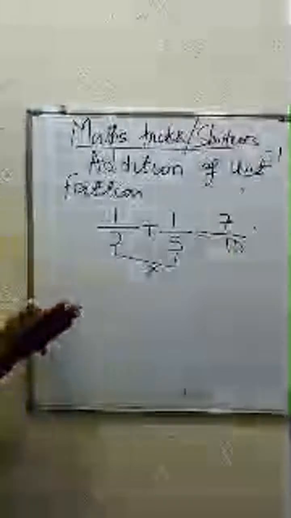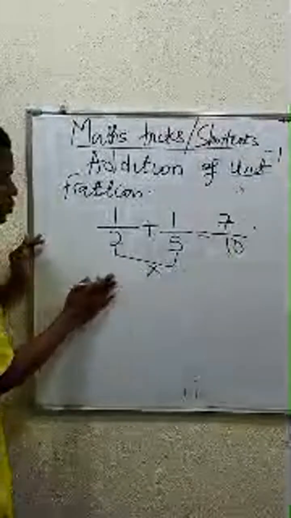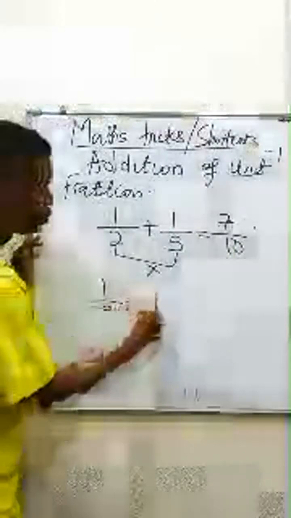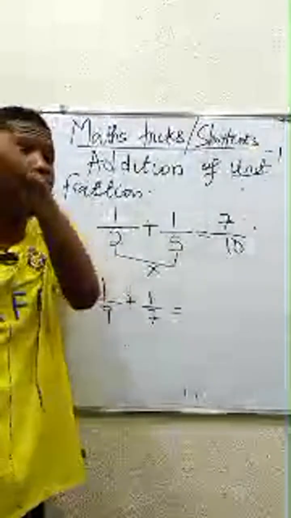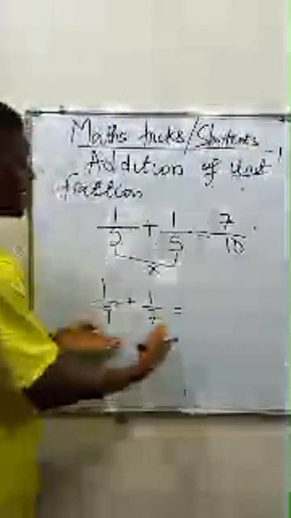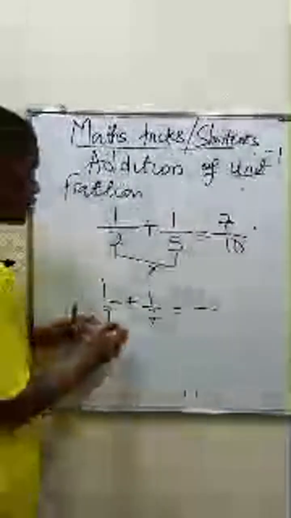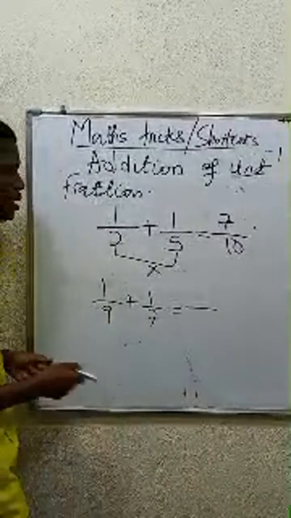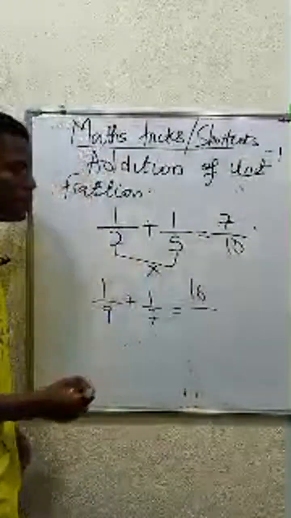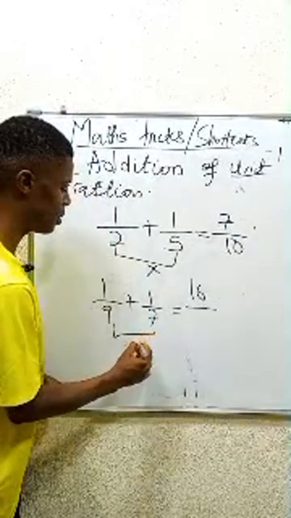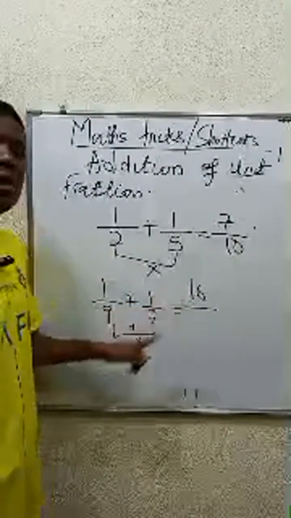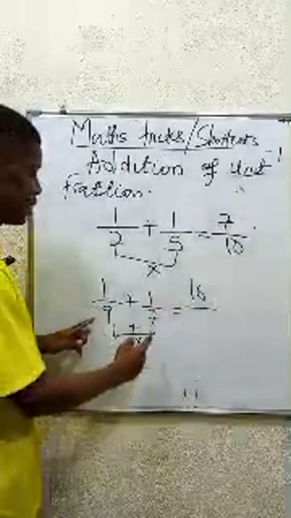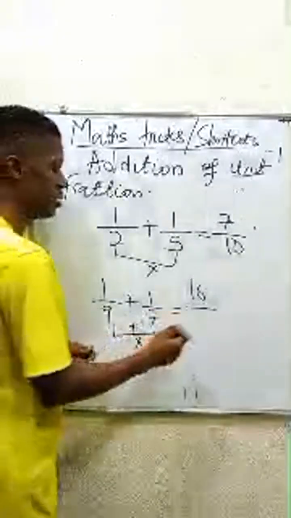It's very, very efficient. Take another unit fraction: 1 over 9 plus 1 over 7. For you to get the numerator, the number at the top, all you have to do is add the two numbers. 9 plus 7 is 16. You have it as 16. Then do 9 times 7, because the numerator is adding the two denominators, 9 plus 7, 16, and the denominator is multiplying the two numbers. 9 times 7 is 63.